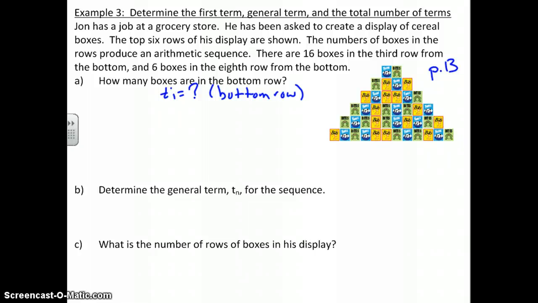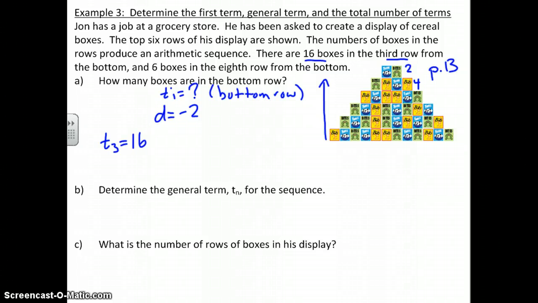Okay, from this picture, we can see how much each row goes down by. So for example, this row here is 4, this row is 2. So if we're moving from bottom to top, that means each time D is -2, because we're going down by 2 each time. Okay, so how are we going to find what T1 is? Well, what information do we have? Well, we know that there's 16 boxes in the 3rd row. So that tells us that T3 is 16.